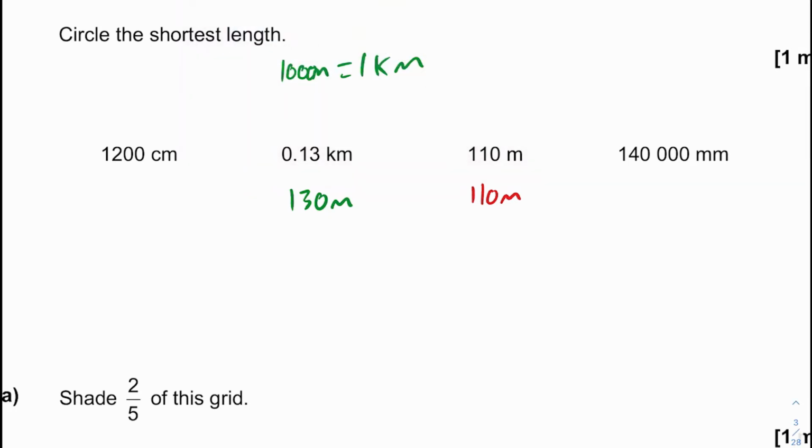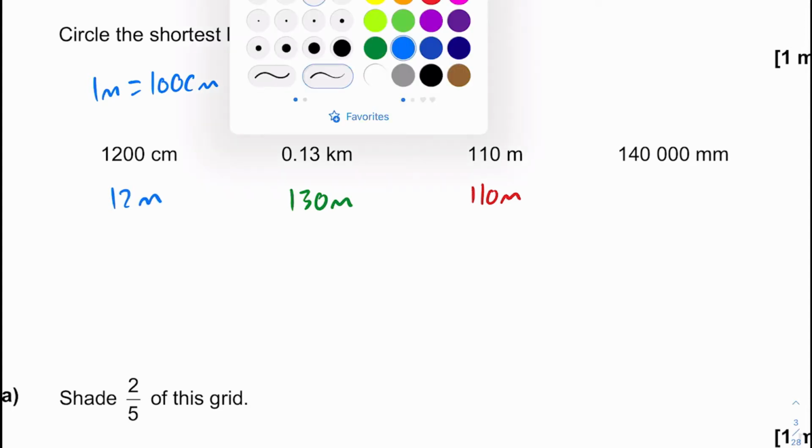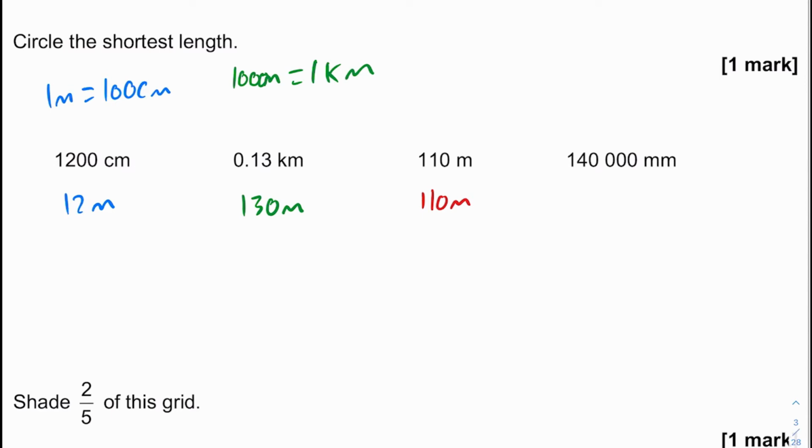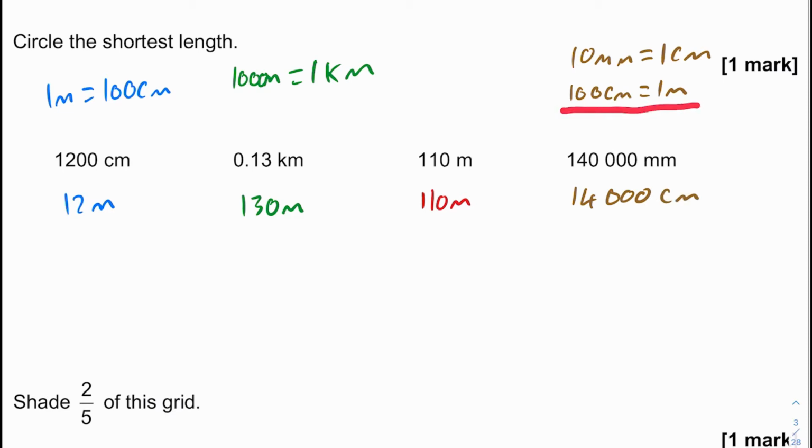We've then got 1200 centimeters, and we know 1 meter is equal to 100 centimeters, and we've got 12 times 100, so we've got 12 meters here. And then finally, we've got 140,000 millimeters. We know that 10 millimeters equals 1 centimeter, and we then know that 100 centimeters equals 1 meter. So initially to find out what centimeters we have, we divide this number by 10, our conversion factor, so we get 14,000 centimeters, and then we divide by 100 for our meter conversion factor, so dividing by 100 we get 140 meters.